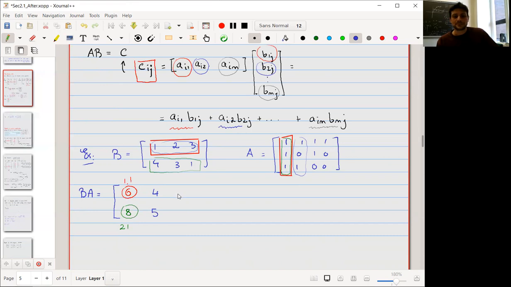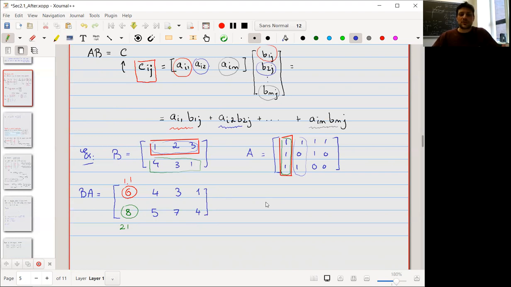Let's do the third column. This time I will multiply the rows of B with the third column of A. So the first row times the third column will give me 1 plus 2 plus 0. That's a 3. And the second will give me 4 plus 3 plus 0. So it's a 7. Last column, when I multiply these two rows of B by the last column, the only entry that survives is the first one. So I get a 1 and a 4.